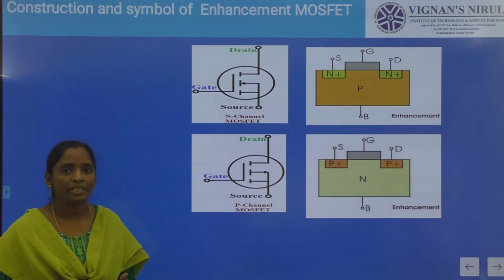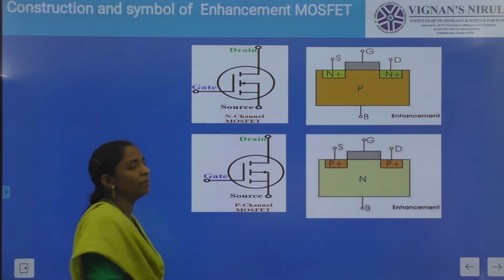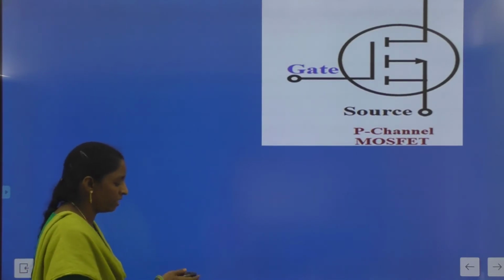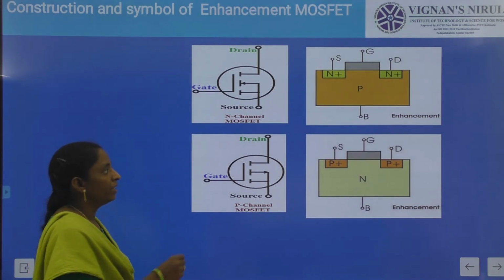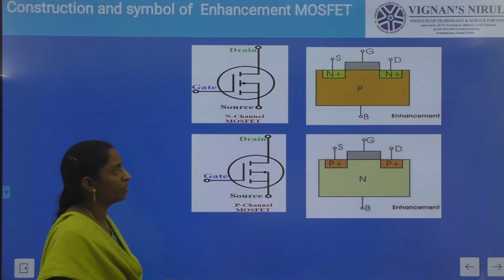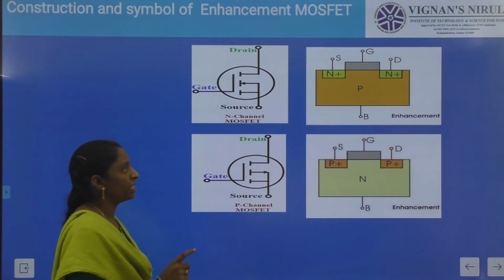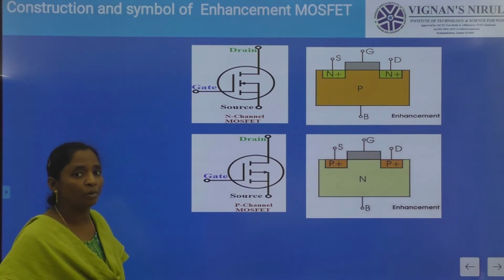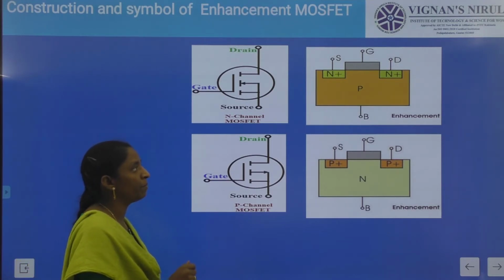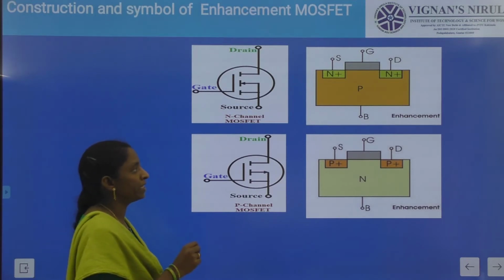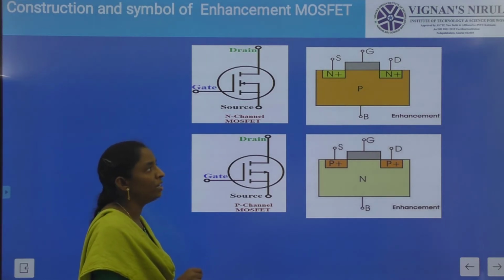Now we are going to see the construction and operation of the MOSFET. This is the constructional diagram of the N-channel enhancement MOSFET. First we take a lightly doped P substrate and two heavily doped N plus regions. Two heavily doped N plus regions are diffused into the P substrate. One N plus region is called the source and the other N plus region is called the drain.